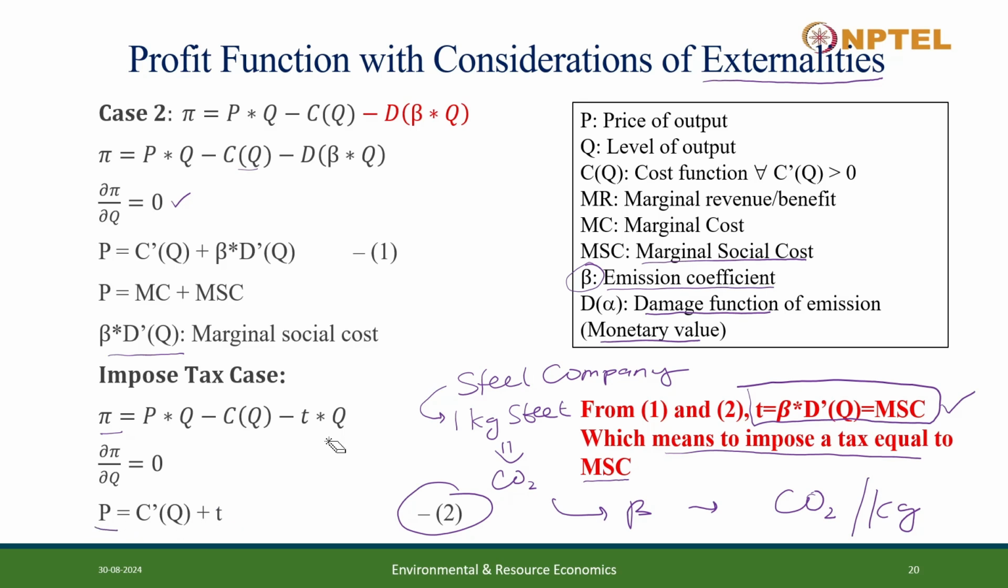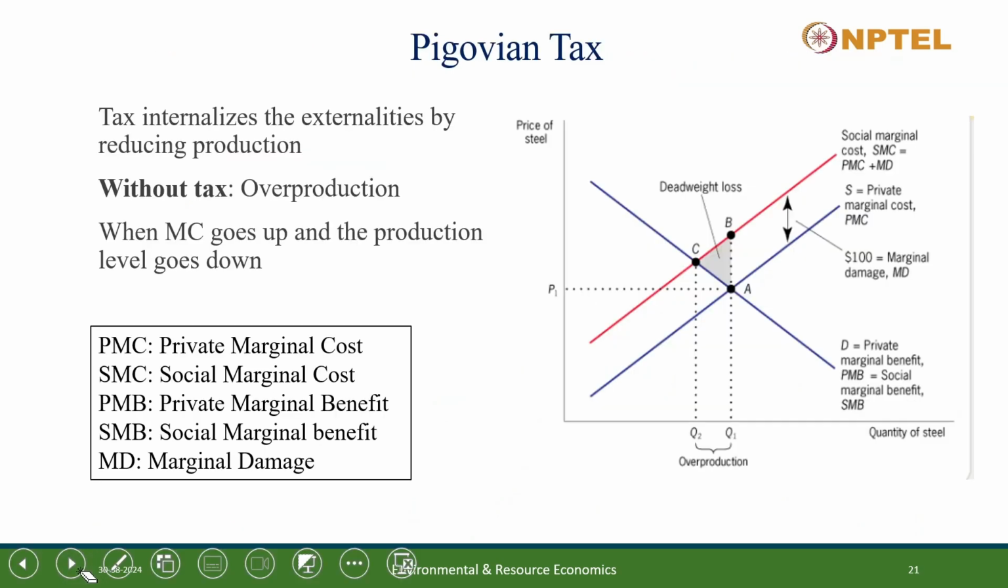Okay, now we will move towards the next part. So now we will talk about the Pigovian tax. We said that the tax internalizes the externality by reducing the production. So how is it done?